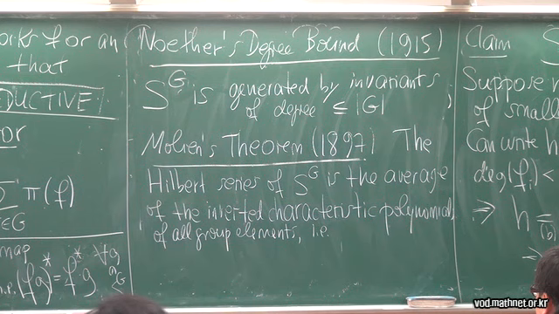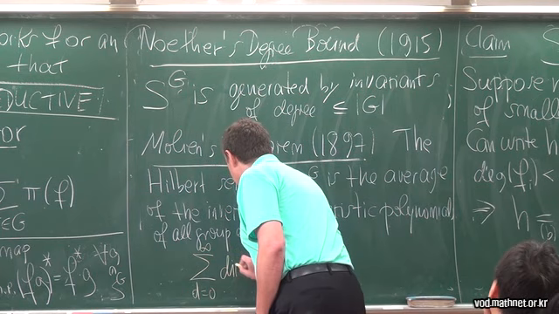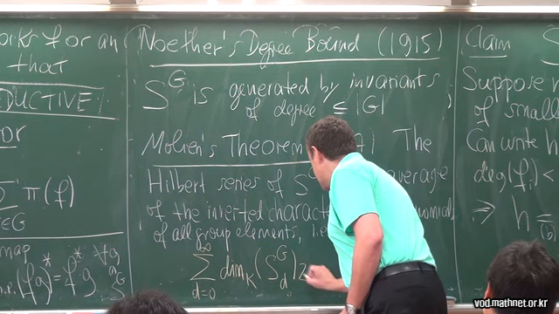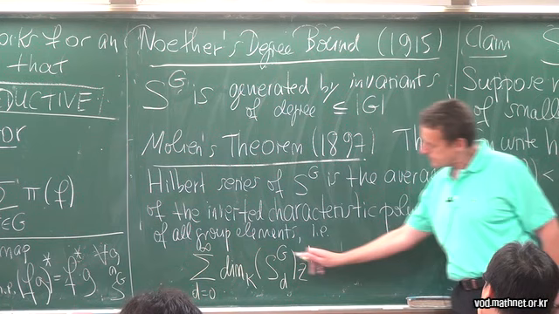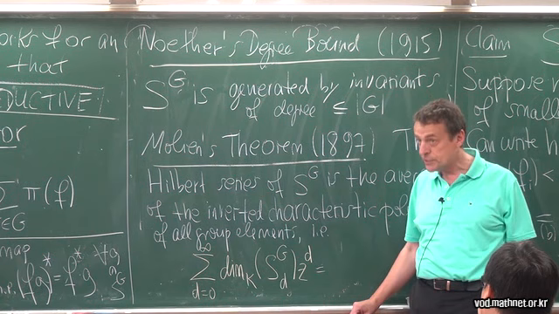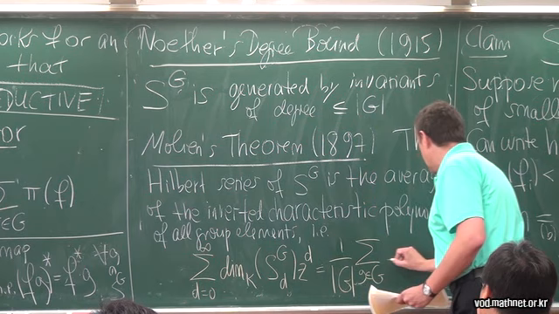So let's write it in symbols. The Hilbert series, which is the formal generating function, sum over d from 0 to infinity of the k-dimension of S^G in degree d, times z to the d. Okay, so this is the generating function for the dimensions of the graded components in the ring of invariants. This integer here is the number of linearly independent homogeneous invariants of degree d. And then the statement is this is 1 over the group order, times the average over all matrices in the group, of 1 over the characteristic polynomial.